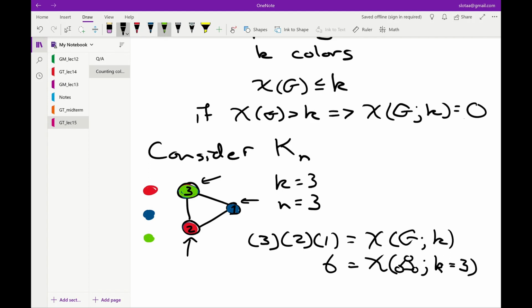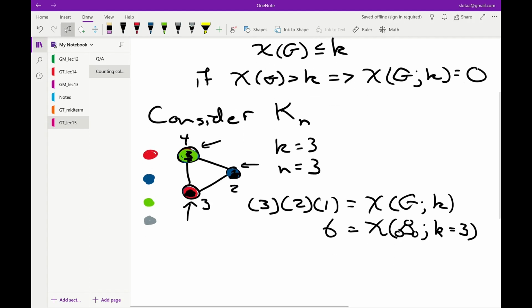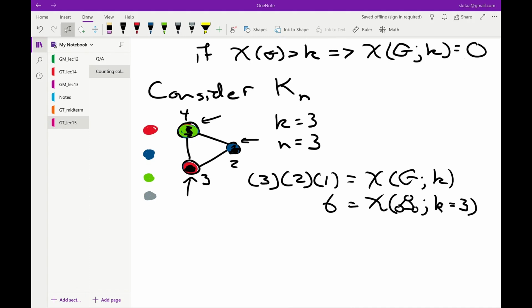What about if we had 4 possible colors? Same idea. Instead of 3, 4 possibilities. Now we can select any color except the color that was used on the first one, and so on. You should be able to see a pattern here. The pattern is K times K minus 1 times K minus 2 equals chi of K sub 3.